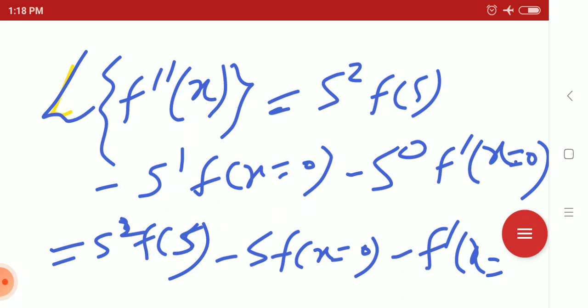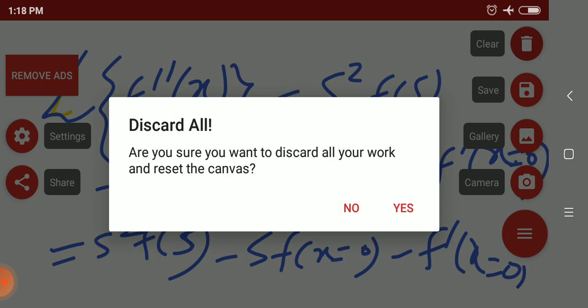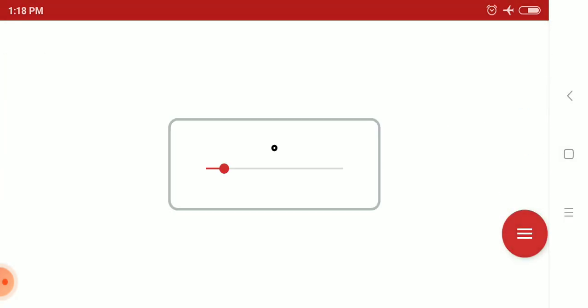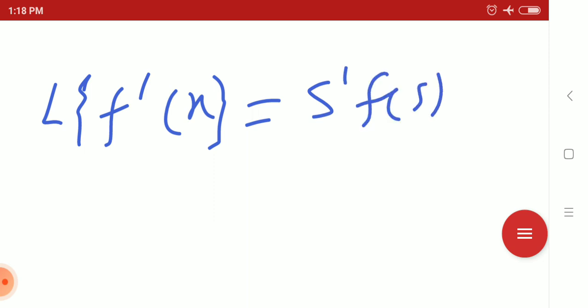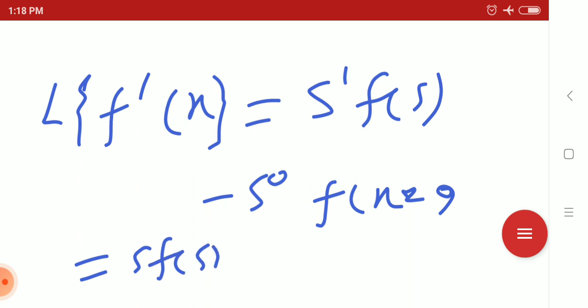Similarly, the Laplace transformation of the first order derivative of f(x), that is n equals 1, means s to the power 1 F(s) minus s to the power 0 f(x) at x equals 0. That means we will get s F(s) minus f(0). So that is the Laplace transformation of the derivative of that function. This is the most important thing of the Laplace transformation.